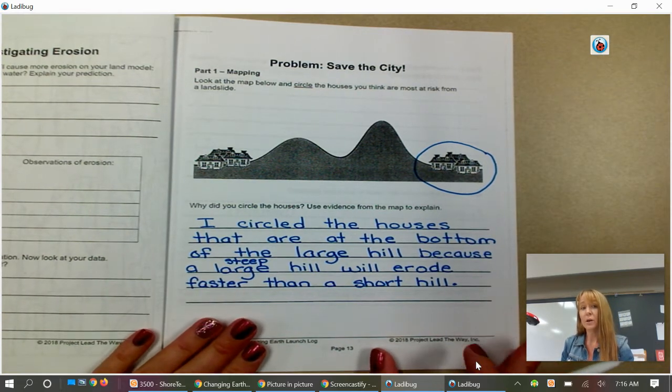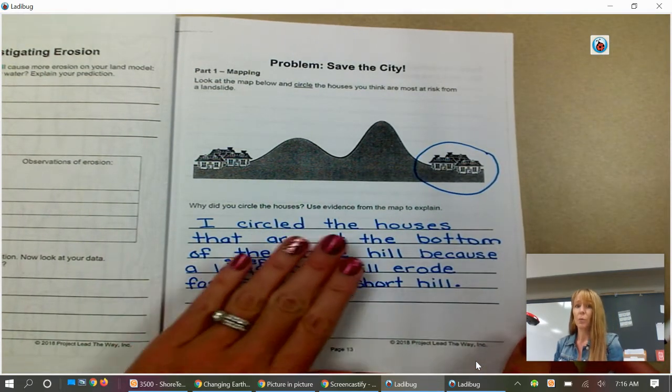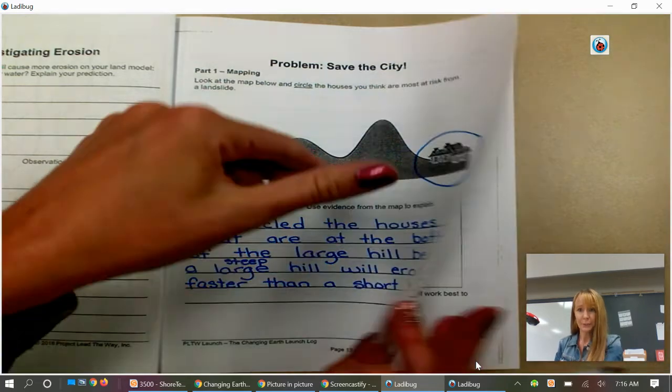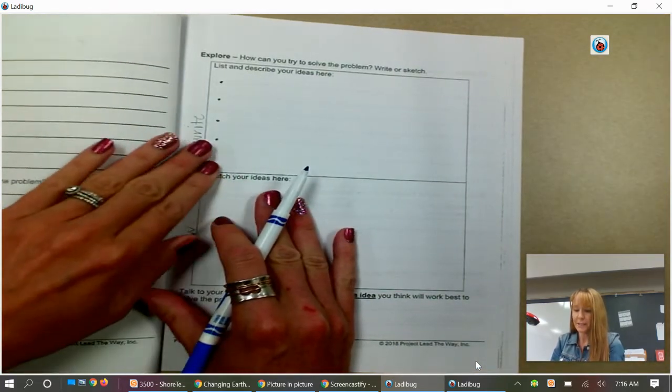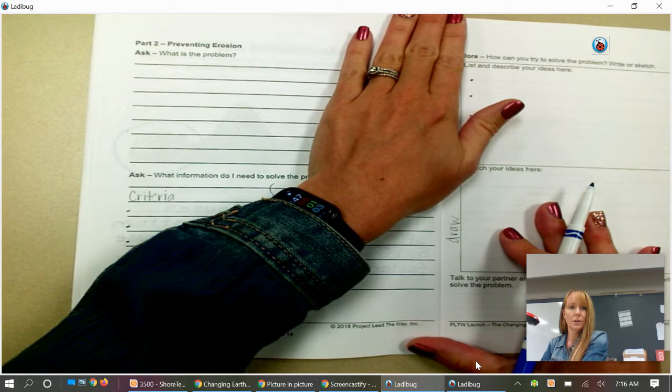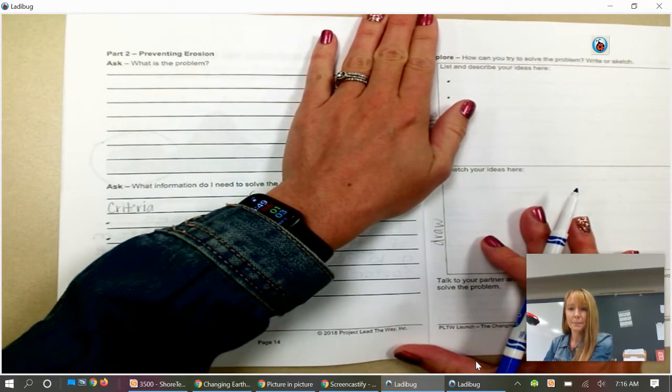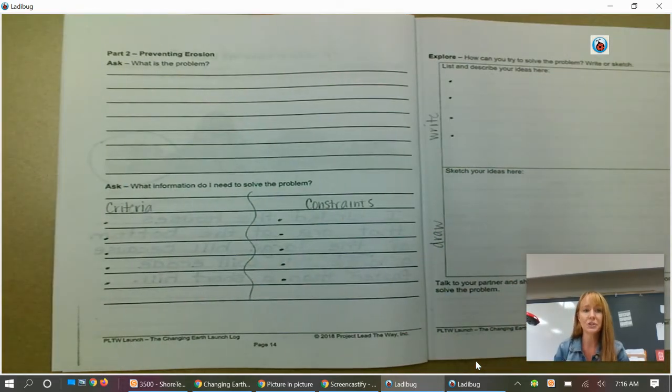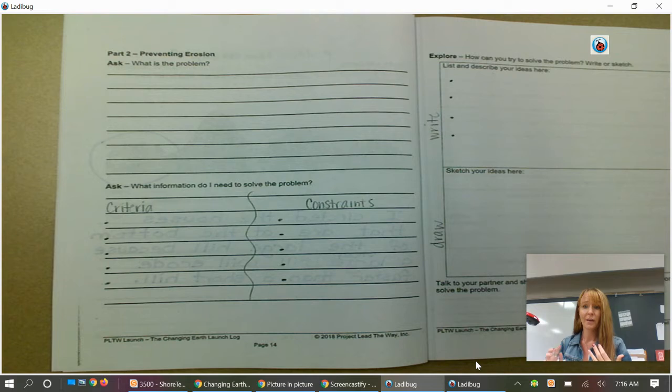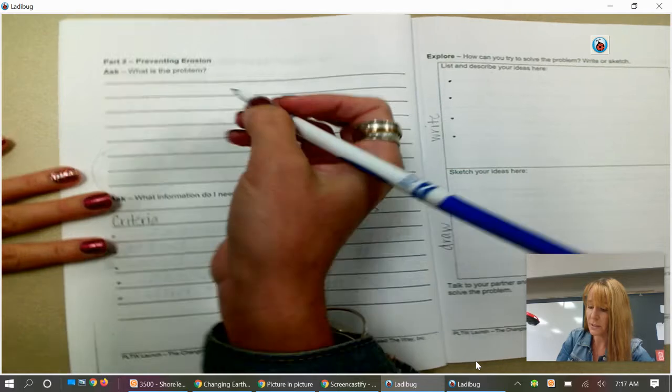All right, so we know why this is going to occur, right? So let's flip the page. Ask, what is the problem? When we think back to Milo and Angelina and Susie, what is the problem that is going on? Well, there is potentially going to be a landslide where Milo's aunt lives, right? So we're going to write that. What is the problem?